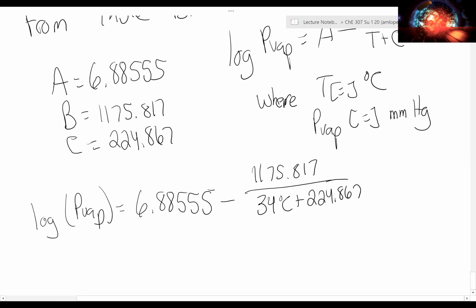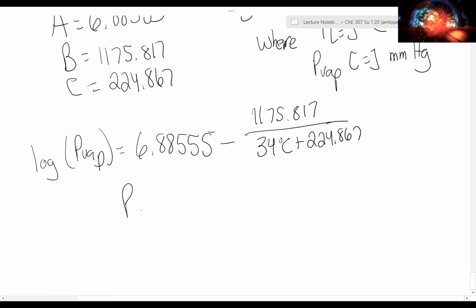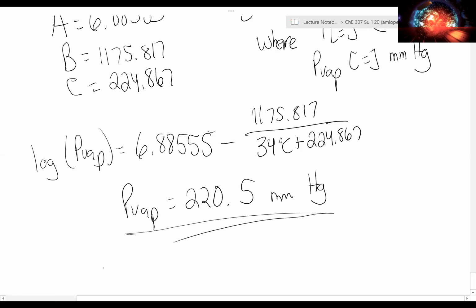So you do this calculation, and you get P-vap is approximately 220.5 millimeters of mercury. Are there any questions on some of these calculations?